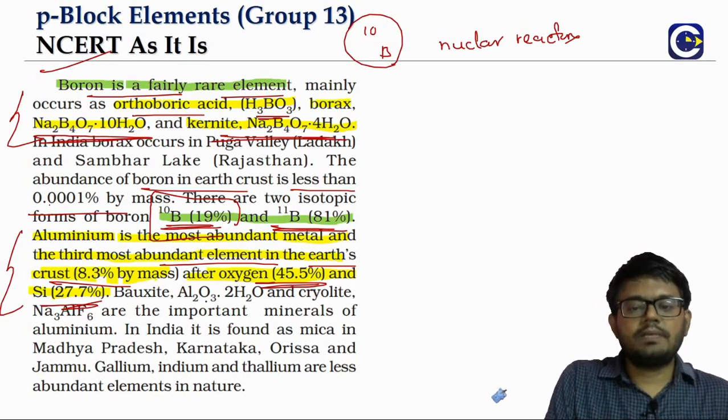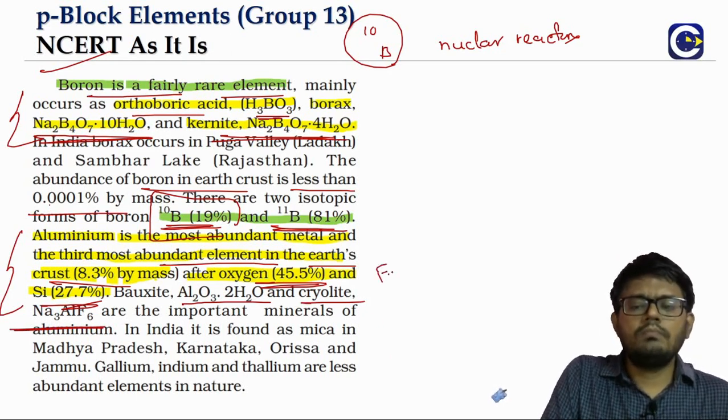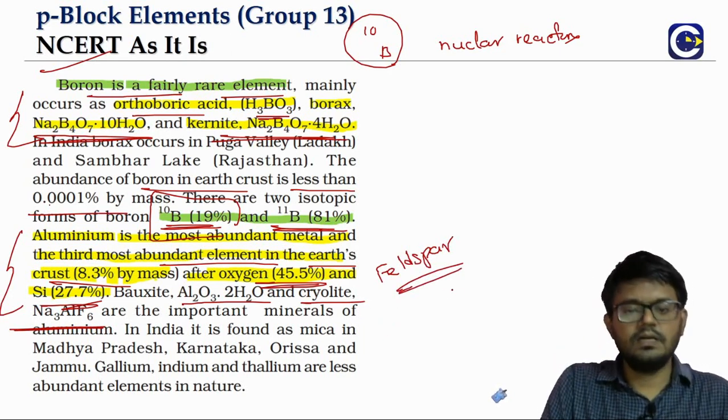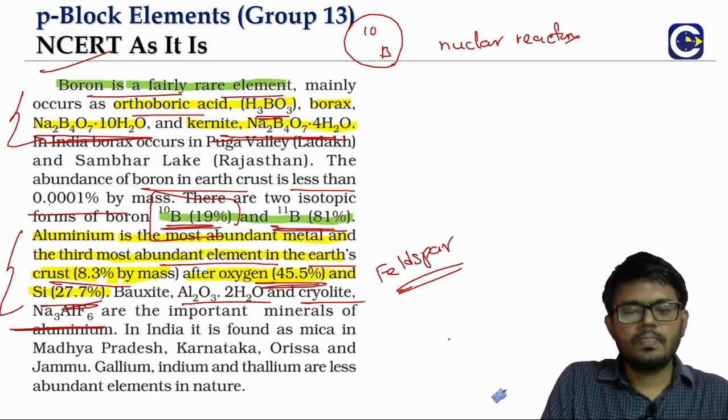In what forms will we obtain aluminum? We have bauxite, which is Al2O3.2H2O. Then we have cryolite, Na3AlF6. Then we also have one more form which we call feldspar. We'll talk about it when we go to metallurgy, the ores of aluminum and the extraction methods. So there is another popular form in which aluminum exists. Where do we find aluminum? It's available in Madhya Pradesh, Karnataka, Orissa.